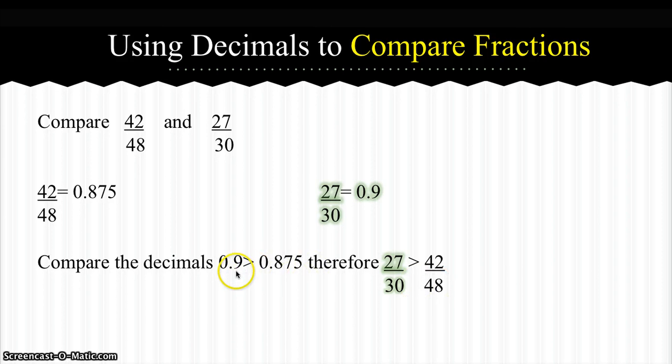This would not be a sufficient answer, having 9/10 is greater than 875 thousandths, because they're not asking you to compare these decimals. They're asking you to compare these fractions. So in the end, your final answer should be back in fraction form.